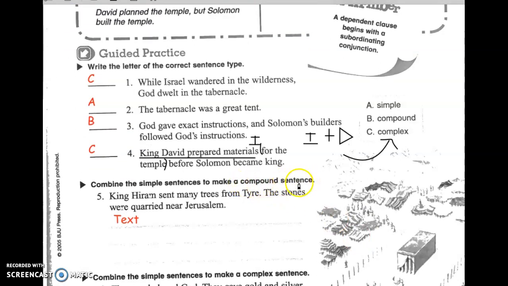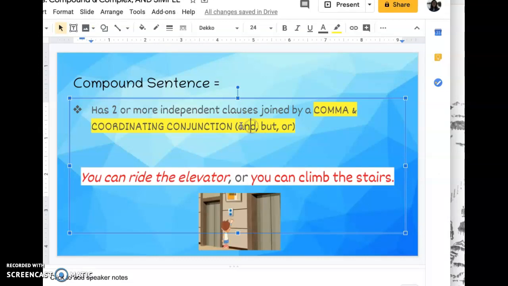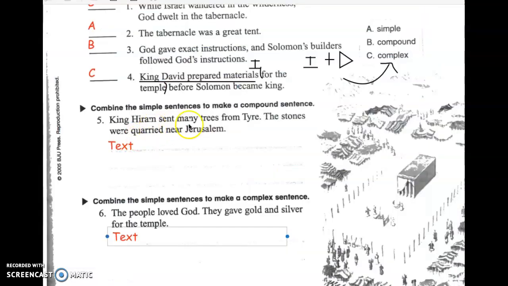Combine the simple sentences to make a compound sentence. We're looking at compound sentences, which means we're going to be using coordinating conjunctions and a comma to combine the two independent clauses. King Hiram sent many trees from Tyre. The stones were quarried near Jerusalem. So let's combine these sentences.